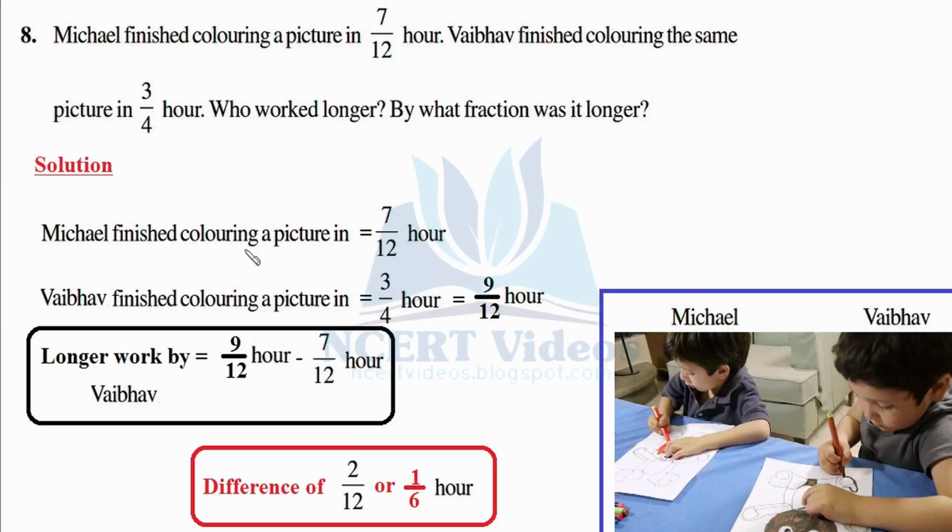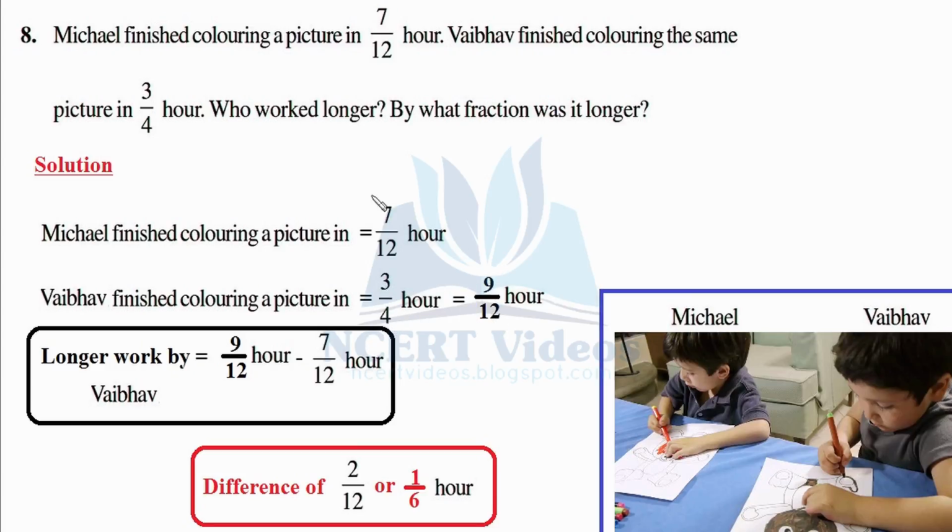So Michael finished coloring a picture in 7/12 of an hour. Now Vaibhav finished coloring the picture in 3/4 hour. Now we cannot compare them because they're not like fractions. In order to make them like, we have to make the denominator the same. So it is 12, it is 4. How can we go from 4 to 12? By multiplying this whole thing with 3. Therefore we multiply in the numerator as well as in the denominator so that we don't change its equivalency. So 4 3s are 12 and 3 3s are 9.